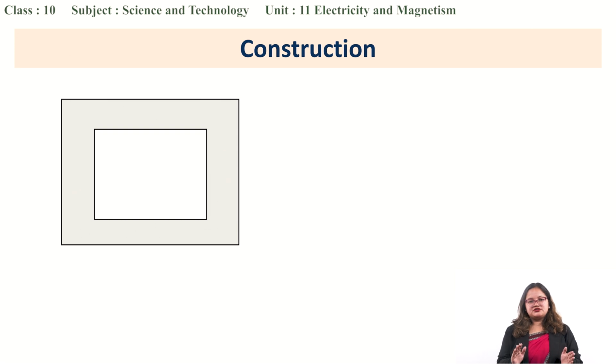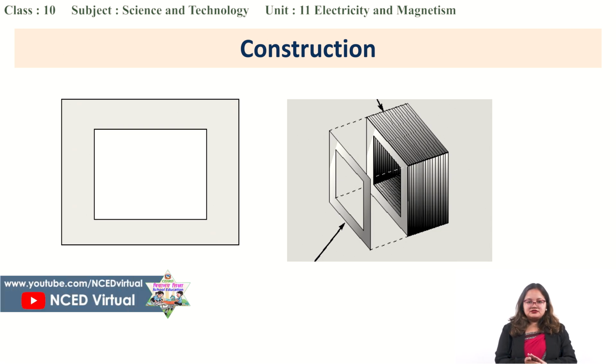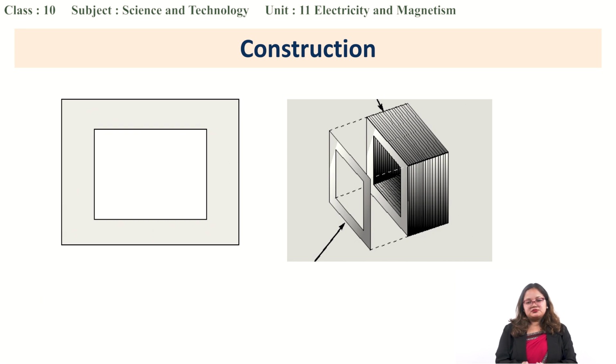This is the core of the transformer. It is made up of soft iron. It is laminated with some insulating substance. Now we use stacks of these items like this. These are the numbers of plates that we use in the core of the transformer. So these are the stack of soft iron core which are laminated with some insulating substances.